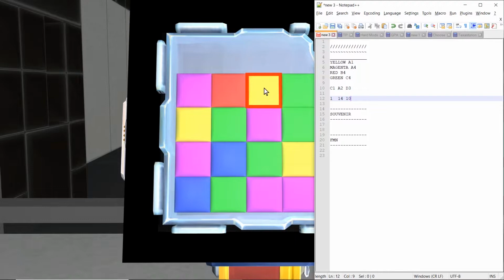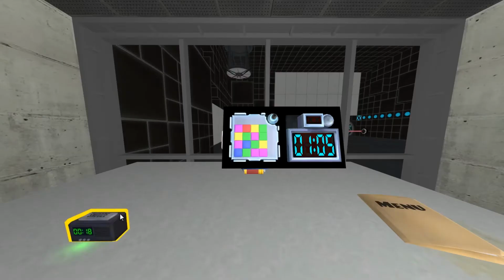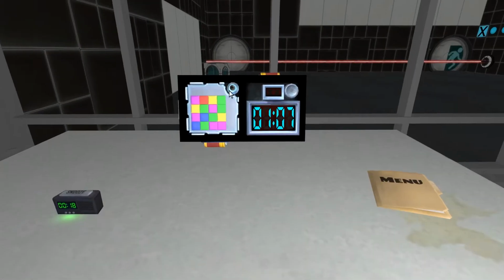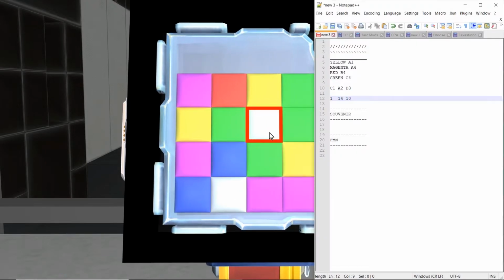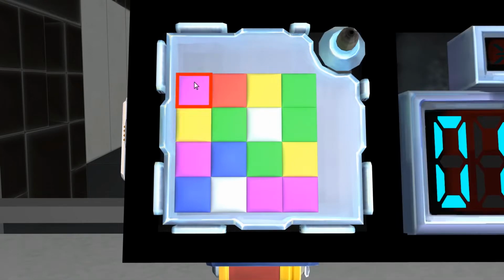From Charlie 1, we move northwest, so we go north, and then west. From Delta 3, we move northwest, so north and west. And from Alpha 2, we move north, and then west.